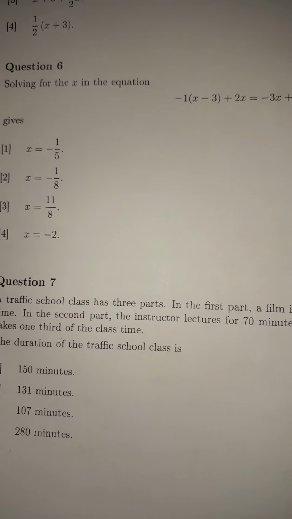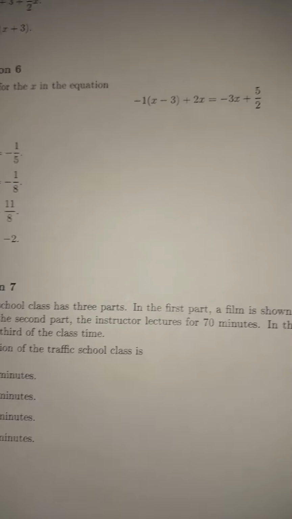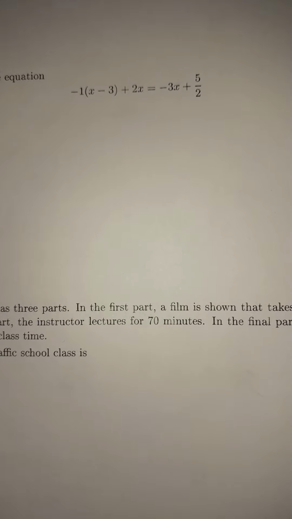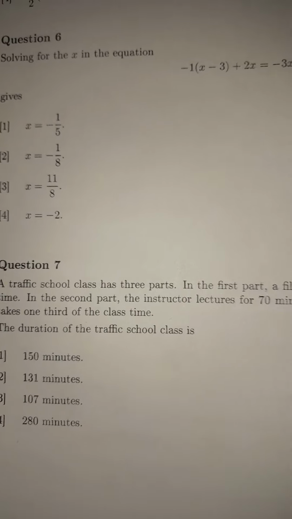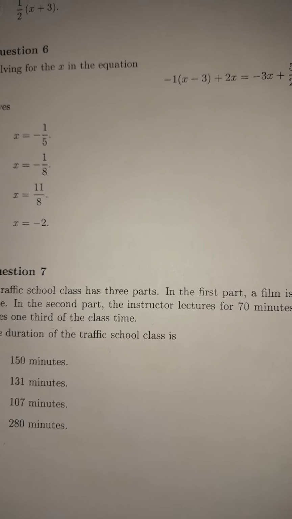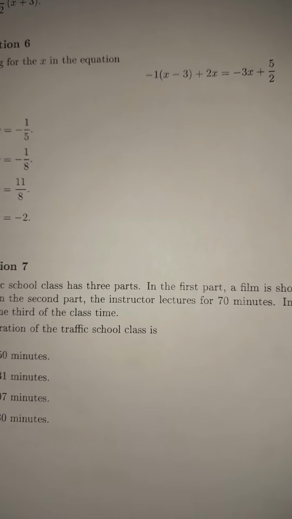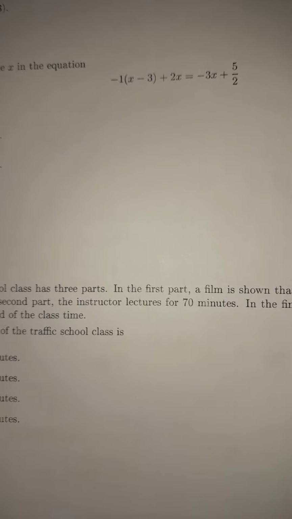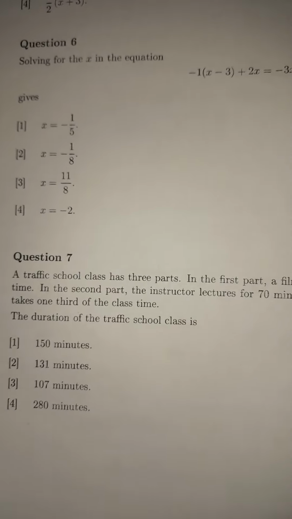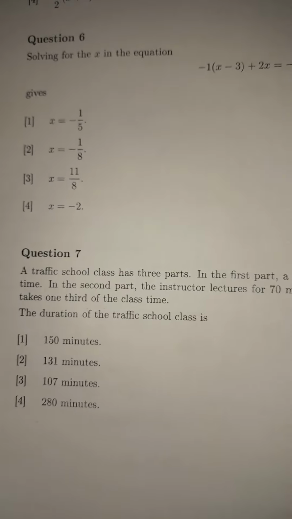A traffic class has 3 parts. The first part, a film is shown, takes 1/5 of the class, meaning that will be 1 over 5. In the second part, the instructor lectures for 70 minutes. In the final part, a test is given that takes 1/3 of the class. So we can sum up those fractions, 1 over 5 plus 1 over 3. Then we work out so that we can find a corresponding fraction that will go with 70 minutes. Then we'll be able to find which option is which in this case.